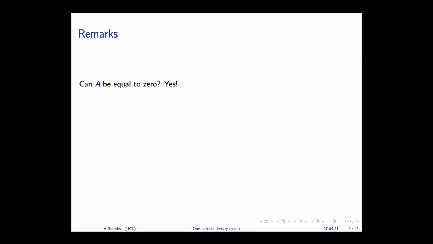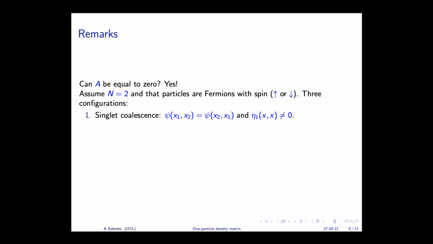However, if you include the spin, so you attach another set of variables, spin variables, right? So now antisymmetry can manifest itself in a few different ways. Let me show you what I mean. So let's take two particles for simplicity. And the particles are fermions, we assume that. They have spin, up or down. So there are three possible configurations that we can analyze.